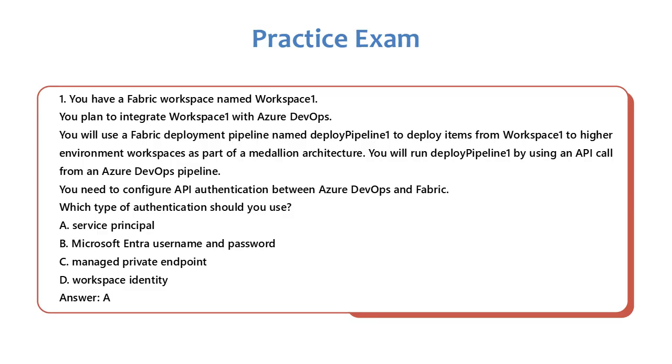One. You have a Fabric workspace named Workspace 1. You plan to integrate Workspace 1 with Azure DevOps. You will use a Fabric deployment pipeline named Deploy Pipeline 1 to deploy items from Workspace 1 to higher environment workspaces as part of a medallion architecture. You will run Deploy Pipeline 1 by using an API call from an Azure DevOps pipeline. You need to configure API authentication between Azure DevOps and Fabric. Which type of authentication should you use?